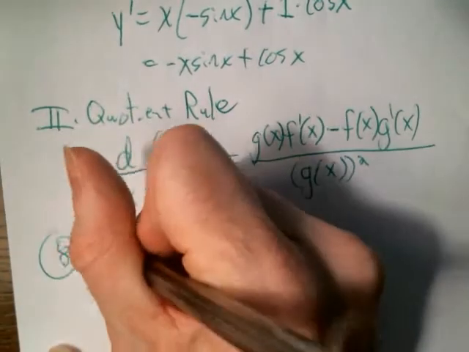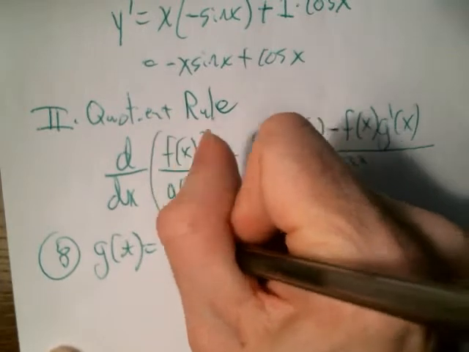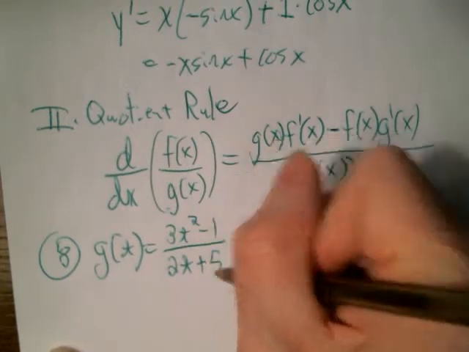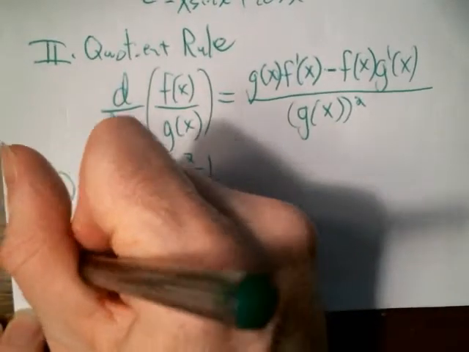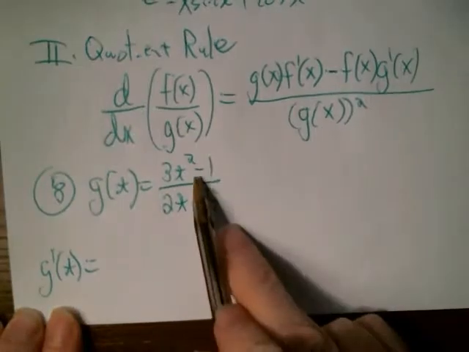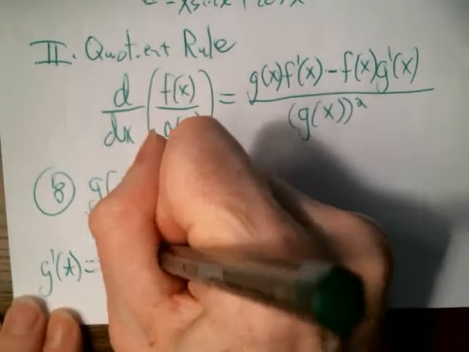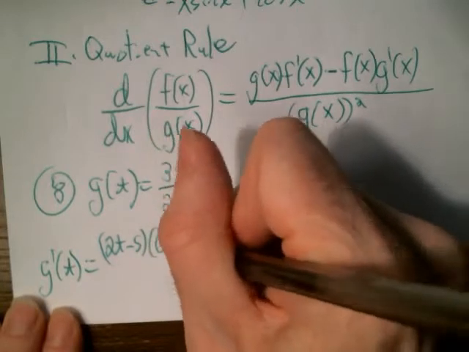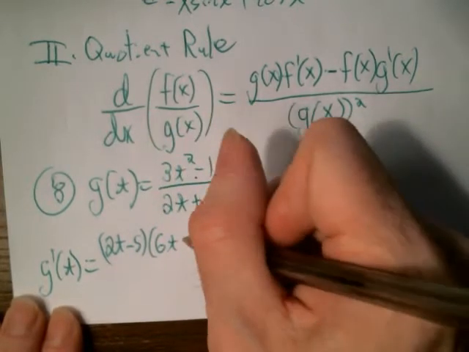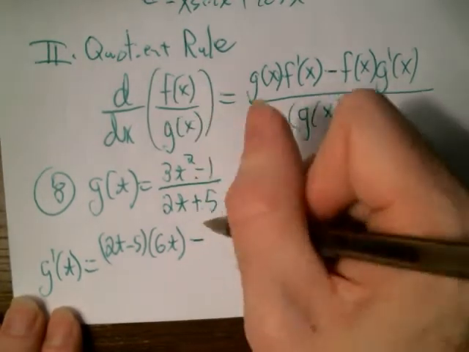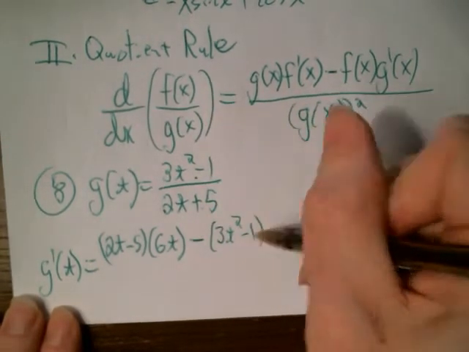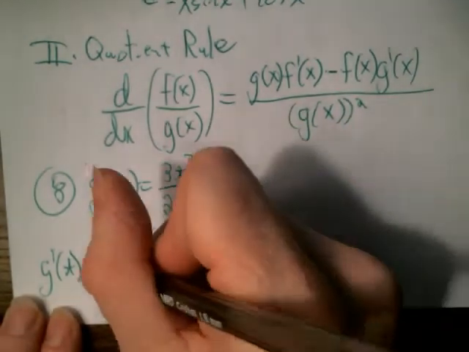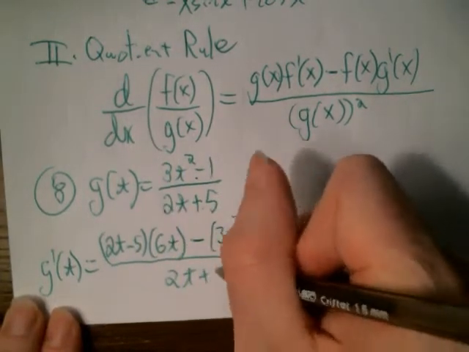So here's number 8. G of t is 3t squared minus 1 all over 2t plus 5. Right. Okay, so g prime of t, low times the derivative of the high, so I have 2t plus 5 times the derivative of the high. So the derivative of this, bring down the 2, I get 6t to the 2 minus 1 is 1. Derivative of 1 is 0. Minus high is 3t squared minus 1 times the derivative of the low. So the derivative of 2t is 2, and the derivative of 5 is 0. And then that's all over the low squared.